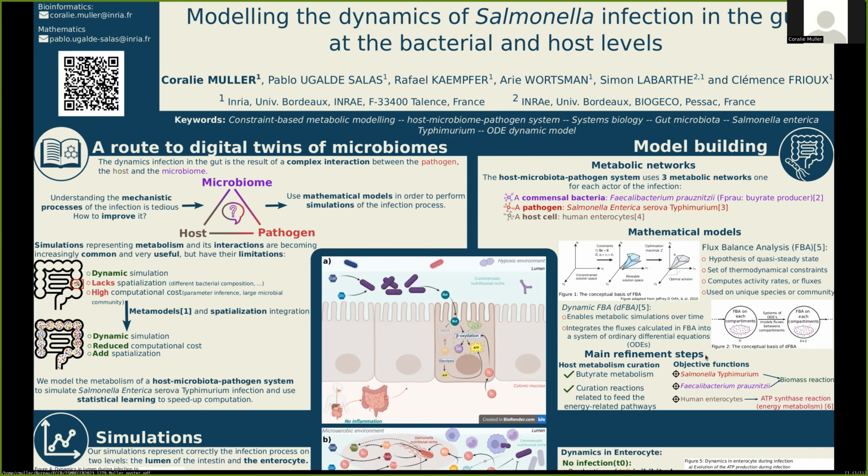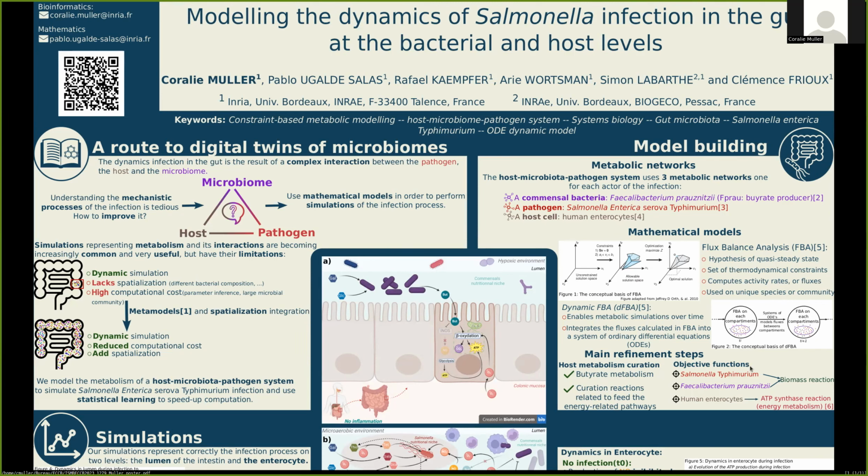Several refining steps have to be carried out to build the model, but I will focus here on the two most important. Firstly, the correction of the butyrate metabolism in the host model. This is an important function for the energy metabolism in the epithelial cells. We have created the reactions linked to the Krebs cycle, TCA, and the electron transport chain, ETC.